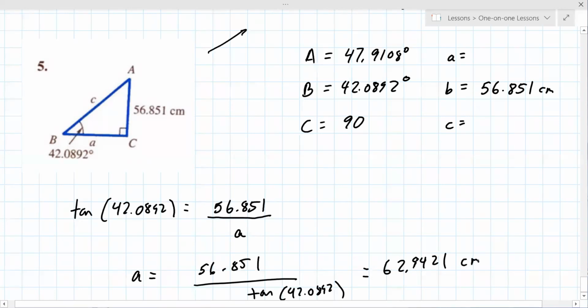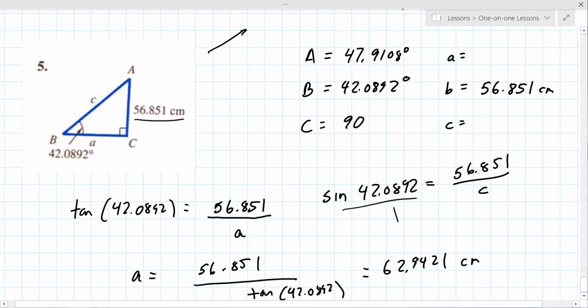So you have options for C. I always like to use the given values. So you've got the opposite and the hypotenuse. That's sine. Sine of 42.0892 equals 56.851 over little c. So again, that c can just swap positions with diagonally. And same thing over here. Like you could swap positions with that, but then you get 1 over c. And that's not what you want.